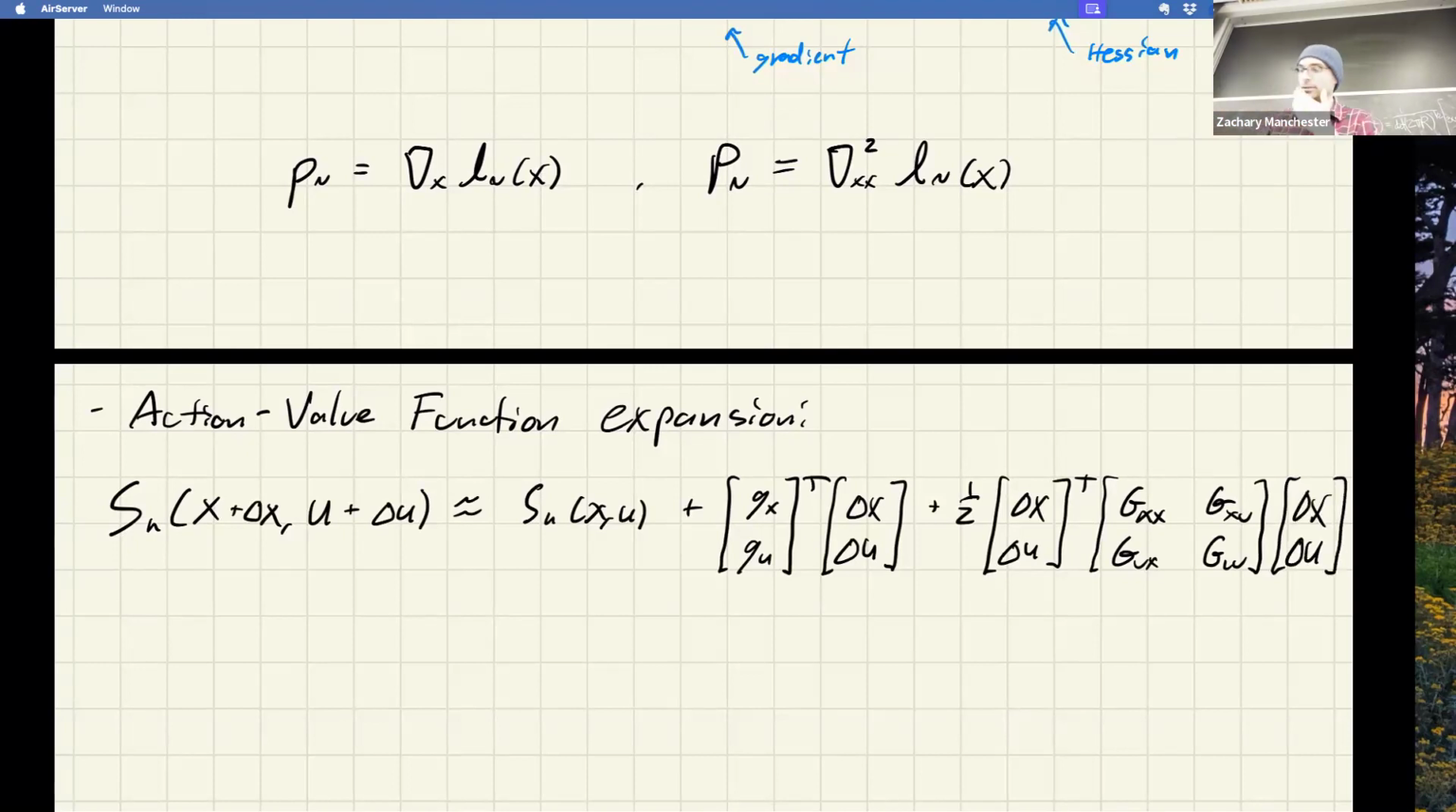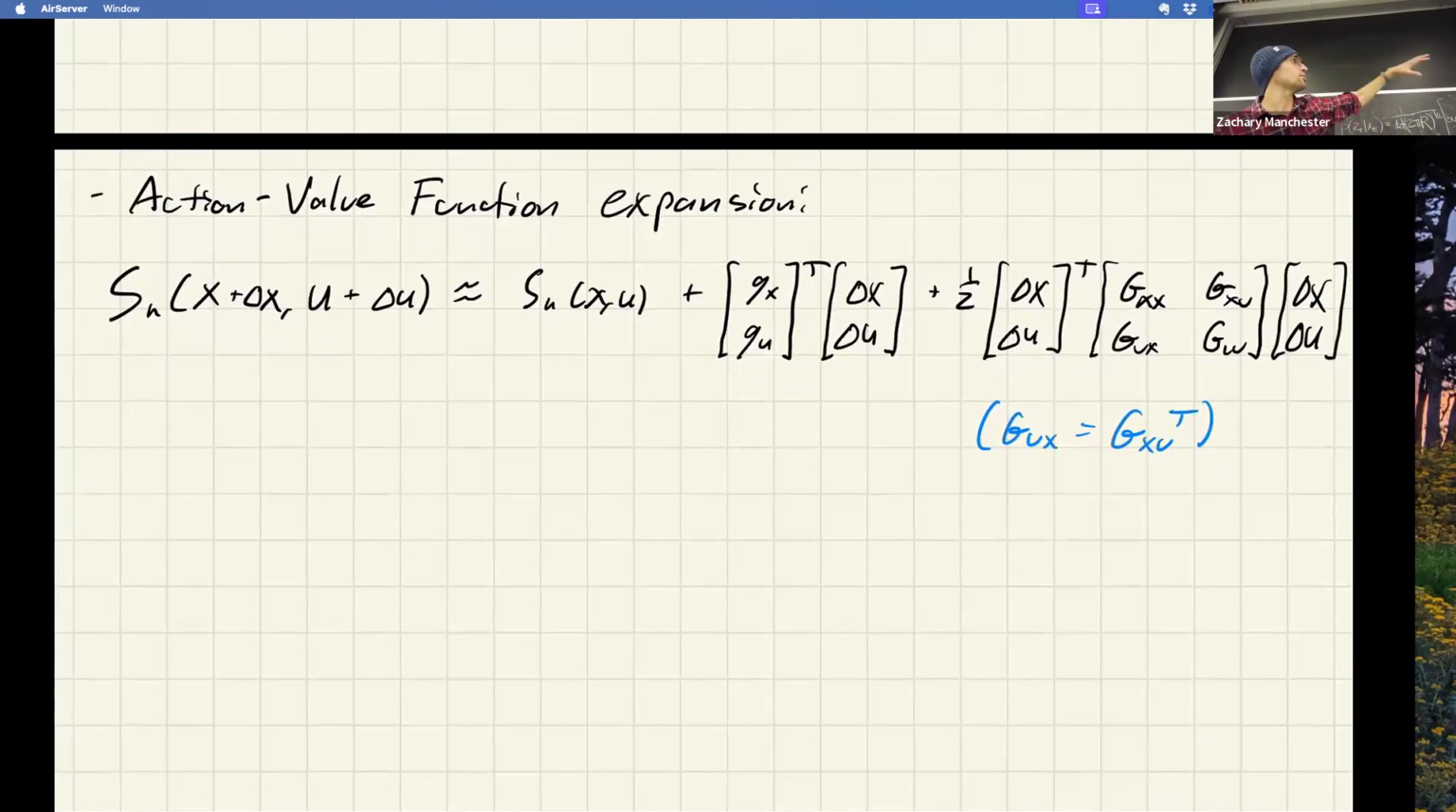And remember this Hessian, this thing's symmetric, right? So we've got for this guy that gux equals gxu transpose. So I only need to keep track of one of those guys. Okay, so that's just a very, very simple second order Taylor expansion. So we're going to assume you've got that. And then we're going to write down the Bellman backup, the one step thing. Again, very much like what we did last time with LQR, just a couple extra terms.